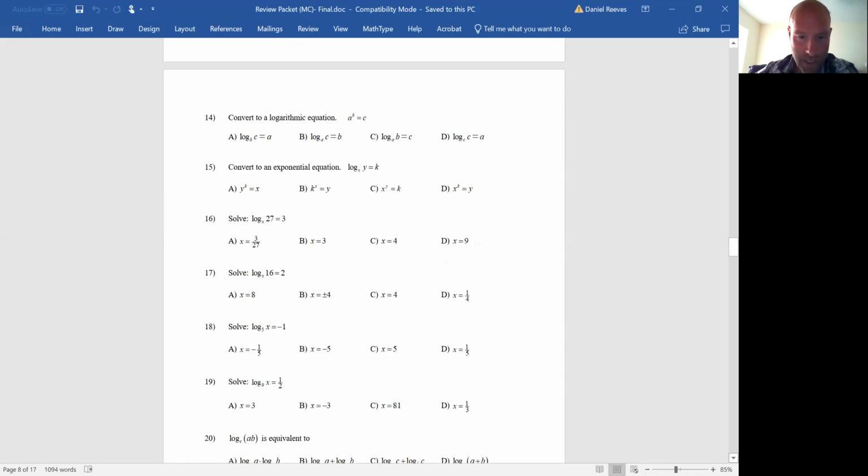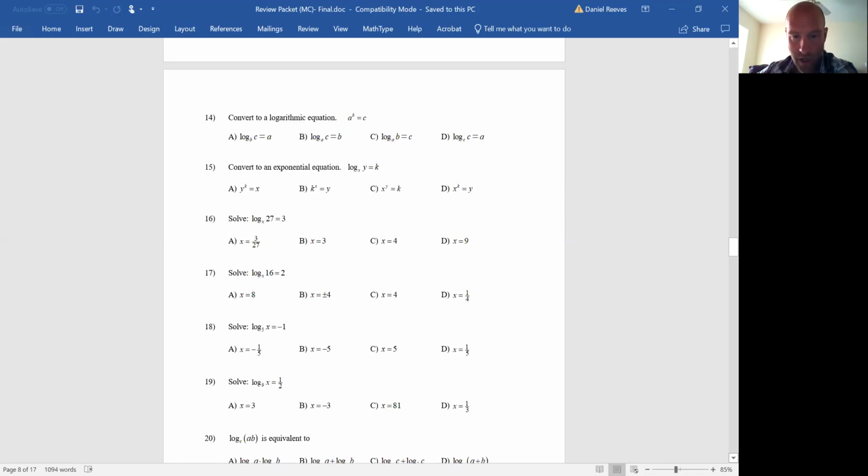In 19, say 9 to the 1/2 equals x, a fractional exponent. The numerator tells me the power to take it to, and the denominator is the index of the radicand, so it is a second root. The second root, the square root of 9 is, of course, 3. My answer is A.